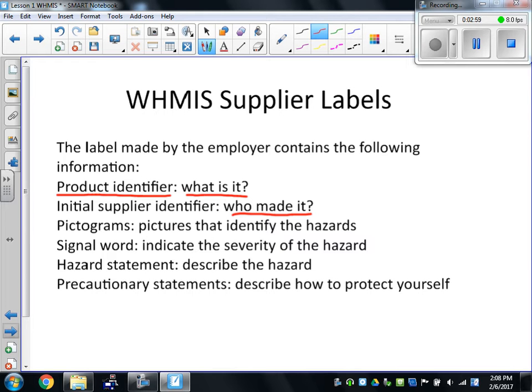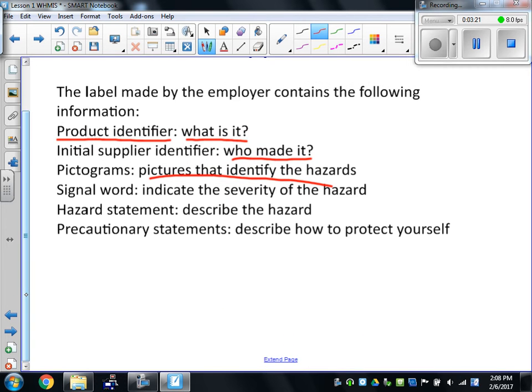Okay. Pictograms. It's a picture that identifies the hazard. Like I said, the O with the flame on top means it's an oxidizer. It catches on fire fairly easily, or corrosion. A signal word indicates the severity of the hazard. So how dangerous is it? Okay. A hazard statement describes the hazard. So what could possibly happen, and precautionary statements. So basically, how do you protect yourself from that chemical? Okay, that would be on there as well.